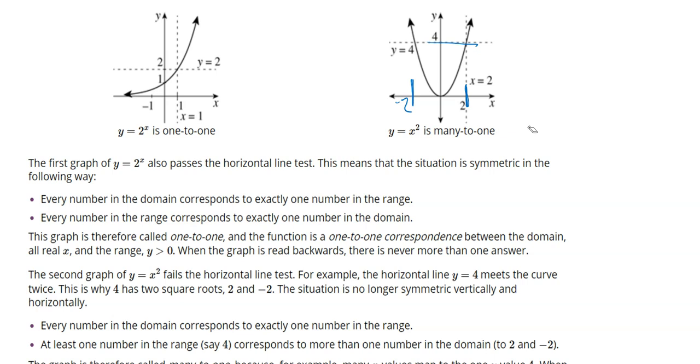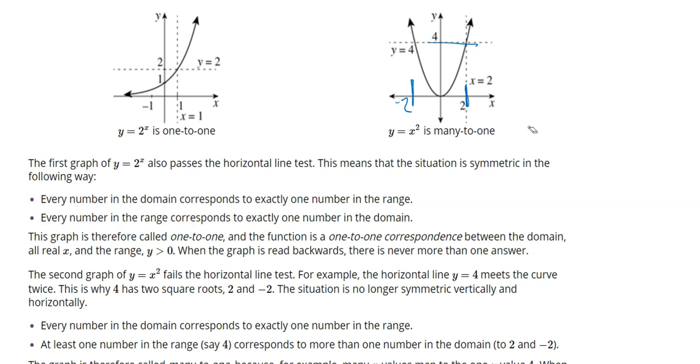So that graph is one-to-one because it passes both of those tests, and the function has a one-to-one correspondence between the domain, all real x values, and the range. Well, technically the range is y greater than 0, because y doesn't go negative; you can't have a negative y value with 2 to the power of x.